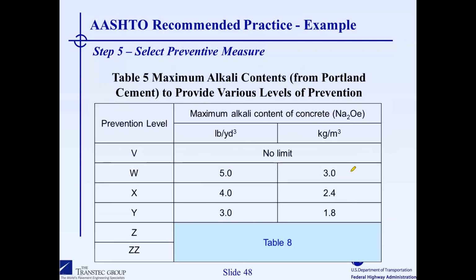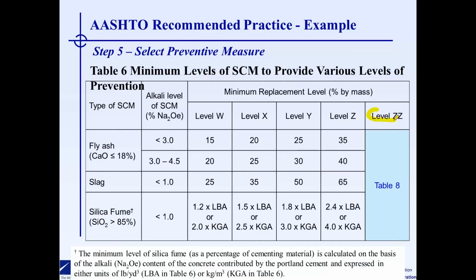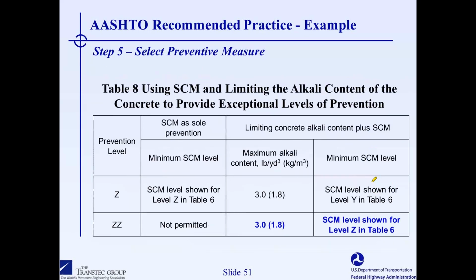Here are our options: limit the alkali content of the concrete, etc. We can see here we want to limit the alkali content of the concrete. Our only option is Table 8. We can also see, because we're in double Z, we actually can't use SCM on its own either. We're going to have to go to Table 8.